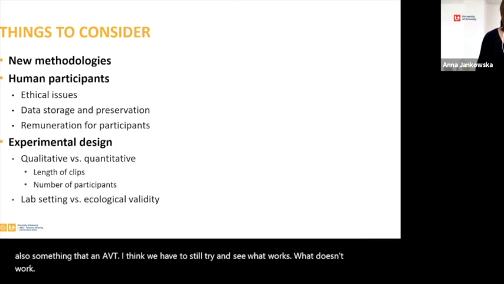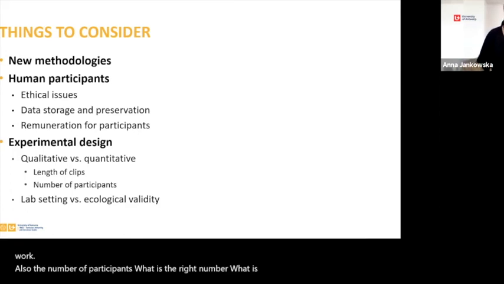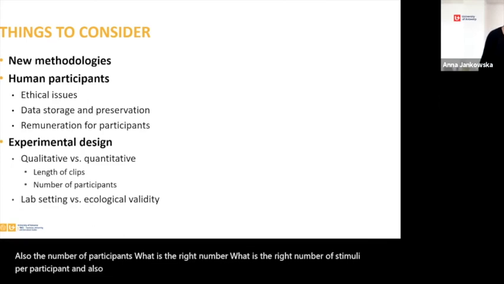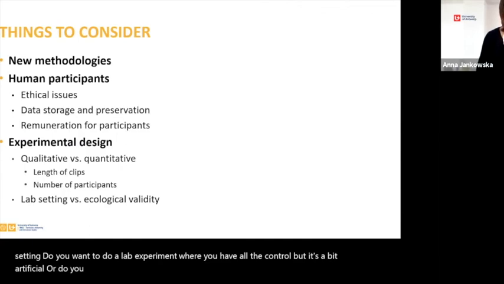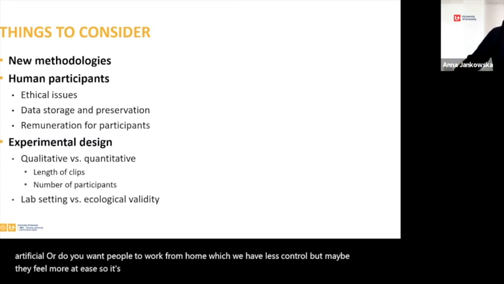Also the number of participants, what is the right number? What is the right number of stimuli per participant? And also in translation process research, another important thing is the setting. Do you want to do a lab experiment where you have all the control, but it's a bit artificial? Or do you want people to work from home, where you have less control, but maybe they feel more at ease? So it's also something to consider before you even start.